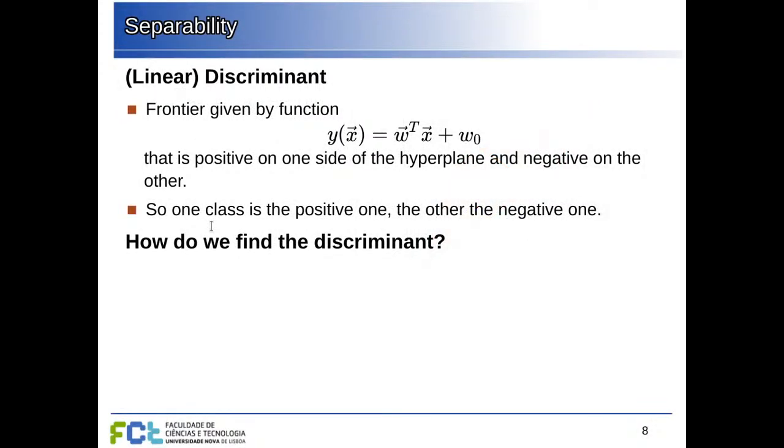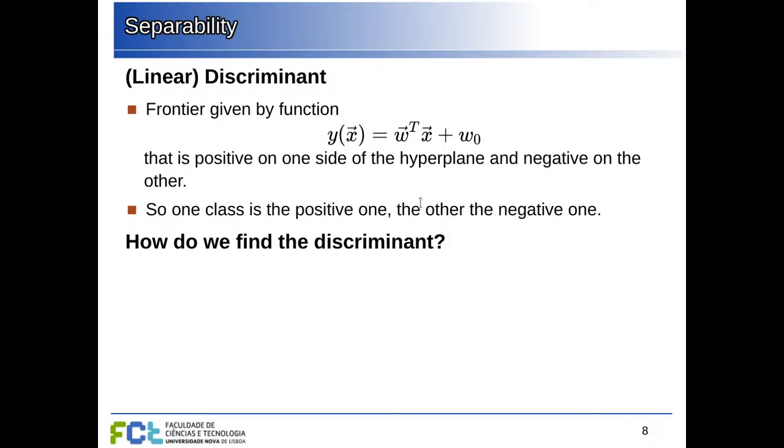So this is the frontier function. The y of x is given by this expression. We do the inner product of this perpendicular vector, which we compute by optimizing the parameters, and each data point, and we also add this W0. So it's positive on one side, negative on the other, and we can separate the two classes in this way.